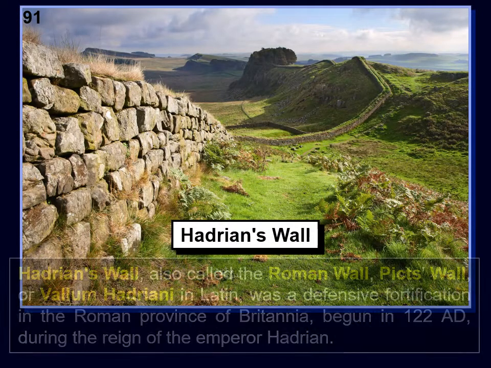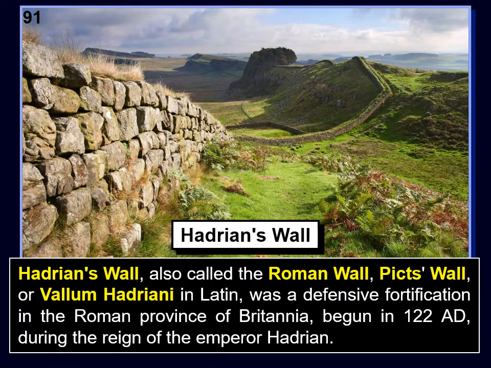Hadrian's Wall, also called the Roman Wall, Picts' Wall, or Vallum Hadriani in Latin, was a defensive fortification in the Roman province of Britannia, begun in 122 AD, during the reign of the Emperor Hadrian.